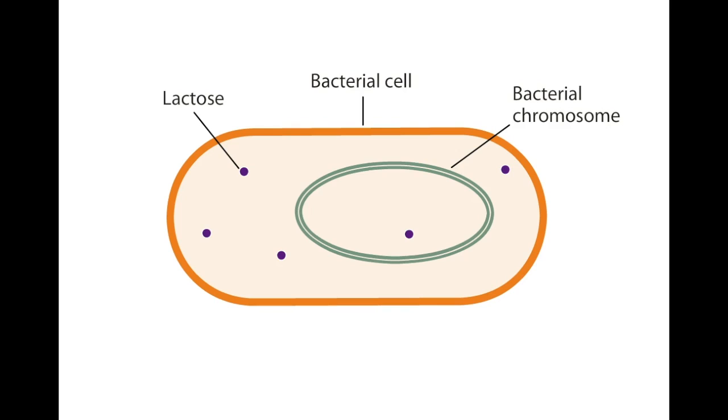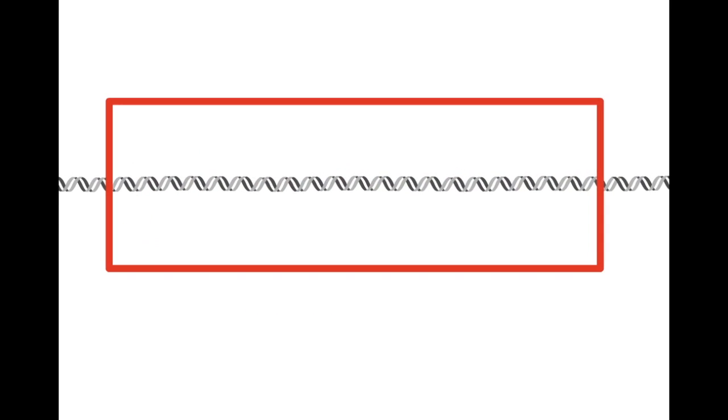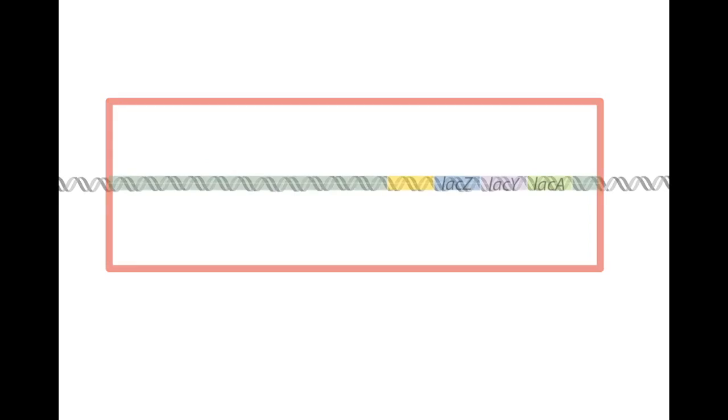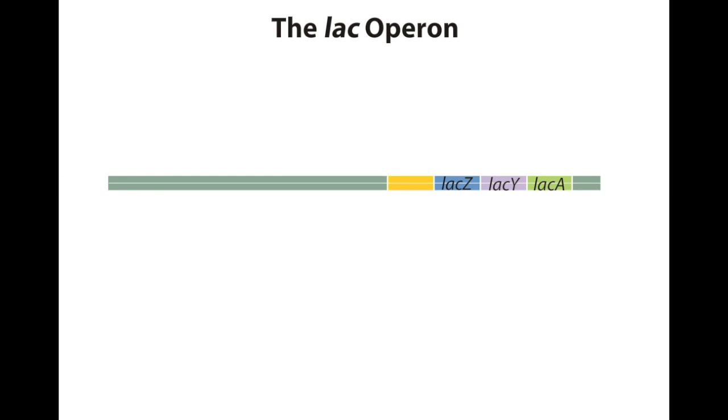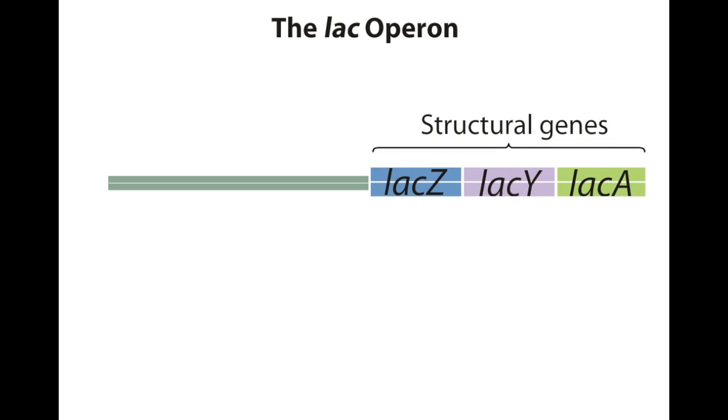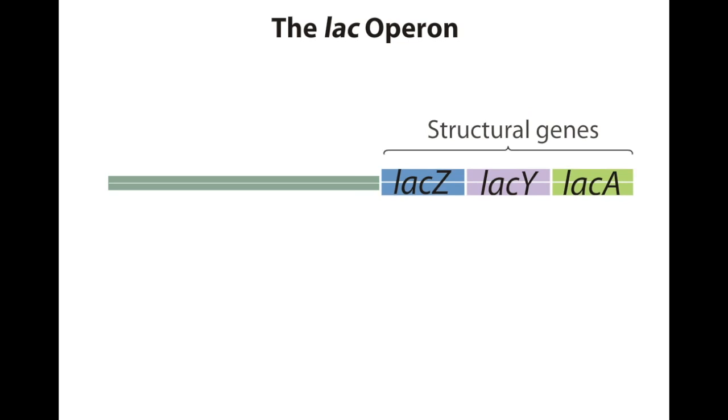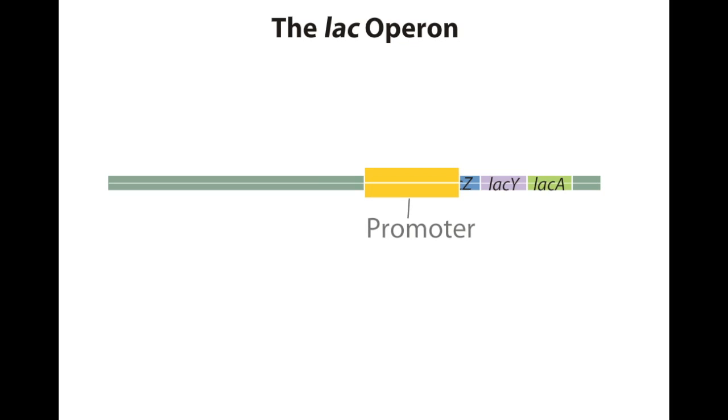To utilize lactose as an energy source, E. coli must produce the enzymes necessary for its metabolism. The genes for these enzymes are adjacent to one another on the bacterial chromosome and are transcribed together. A group of bacterial genes that are transcribed together is called an operon. At one end of the lac operon is a set of structural genes, Lac-Z, Lac-Y, and Lac-A, that encode the enzymes necessary for metabolizing lactose. These three genes have a common promoter.